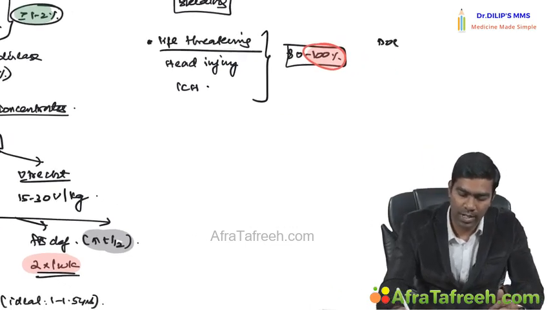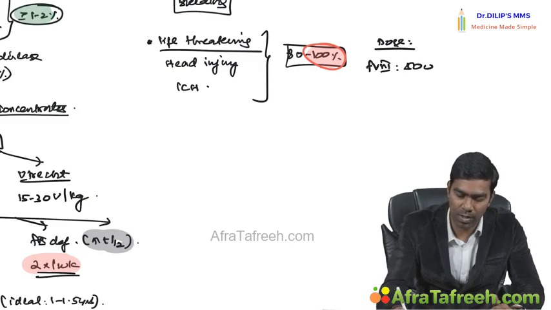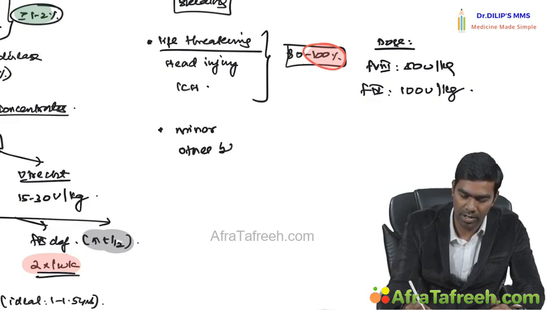So typical dose needed for maintaining this particular 100% factor activity is, if it's a factor 8, you will give 50 units per kilogram dose, and if it's a factor 9, you are going to give 100 units per kilogram dose. Or if it's a minor bleed or other bleeds like joint bleed, or if it's a minor surgery.